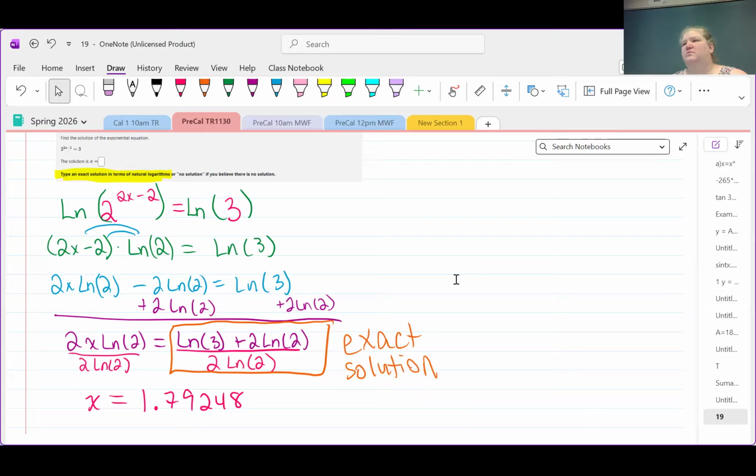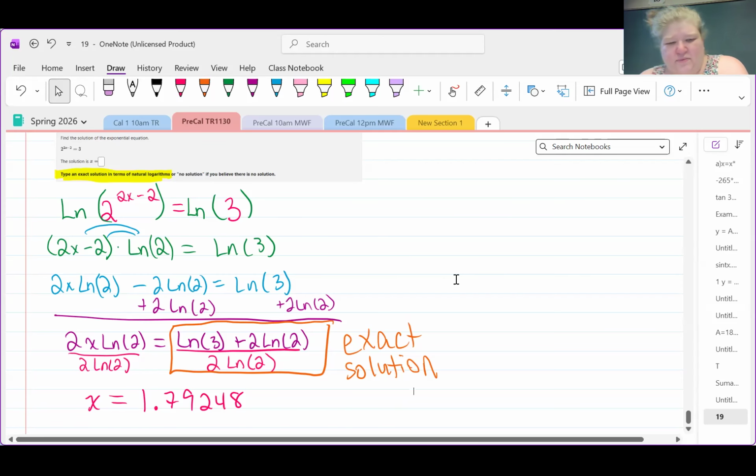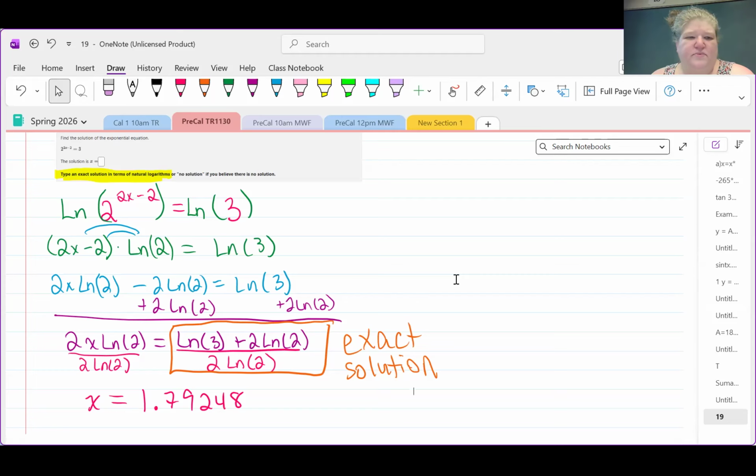Either. Because on the exam, if you use log base 10 instead, that's fine. I'm going to look for the fraction, but if you write the decimal after that, that's fine. So yeah, this is one of the 10-point problems on the test.